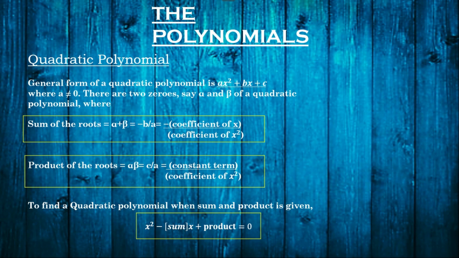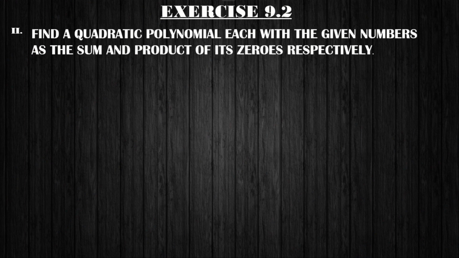Let us move on to the first problem of this session. In exercise 9.2, the second part I will explain here. Here we need to find a quadratic polynomial when the sum and product of the zeros are given. The first question is 1 by 4, minus 1. Here the sum is 1 by 4 and the product is minus 1.